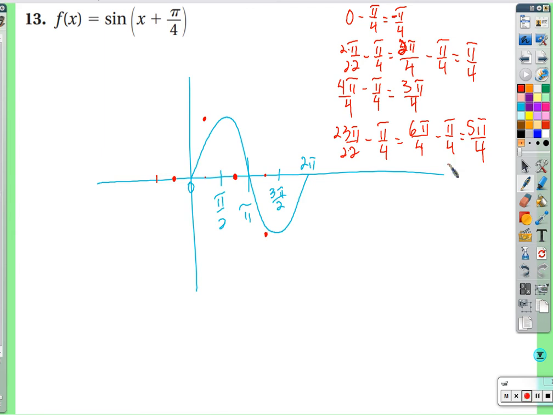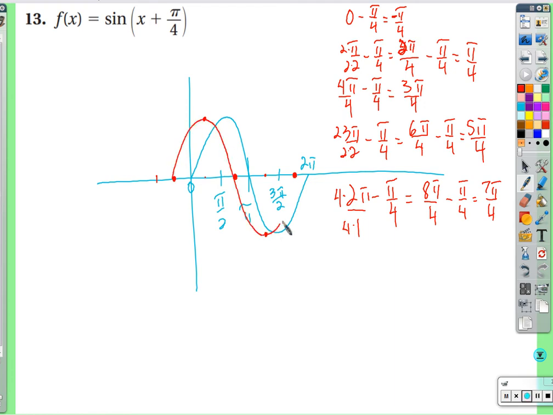And then we move this guy that's at 2 pi to the left, pi over 4. So we multiply this by 4, multiply this by 4, get 8 pi over 4 minus pi over 4, 7 pi over 4. That's right here between 3 pi over 2 and 2 pi. It brings it back to the midline. Down through the midline, minimum, back into the midline.